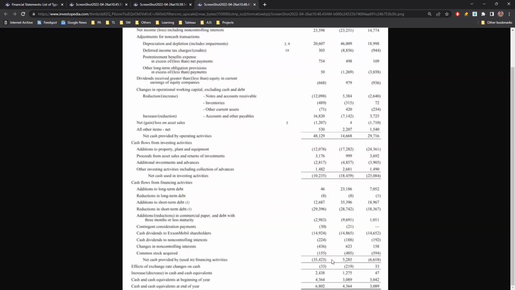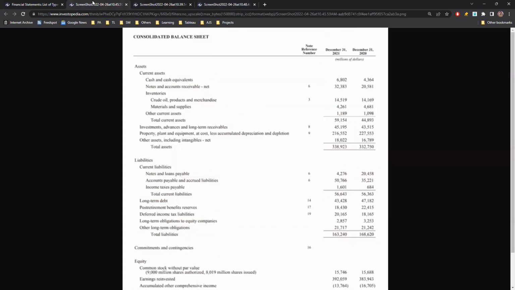Now we combine all these three groups to get the net cash flow for that particular year, which is a $2.4 billion net inflow. At the beginning of the year, they had, from the previous year, $4 billion as their cash reserve. To that cash reserve, they are adding $2.4 billion this year. So their net cash reserve becomes a total of $6.8 billion, which we can match with the cash equivalents in the balance sheet statement.